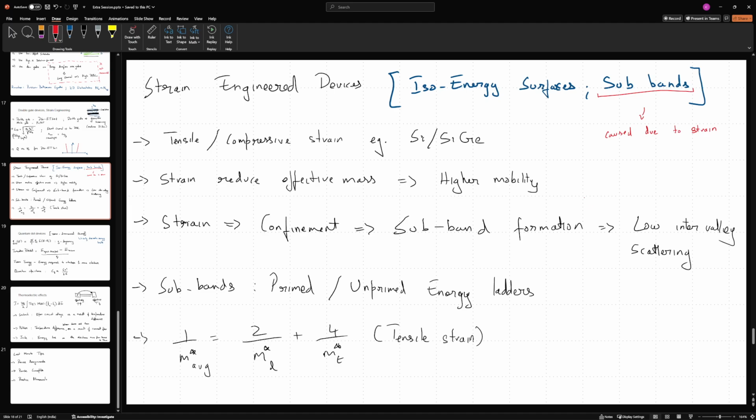So some examples, when I have tensile or compressive strain, I can implement that by depositing silicon on silicon germanium. Silicon germanium has a higher lattice constant, so when silicon is deposited on it, it expresses a strain. The strain typically reduces the effective mass. Again, I showed how. And a lower effective mass implies a higher mobility. So strain will lead to confinement, will lead to subband formation, and subband formation will ensure lower intervalley scattering.